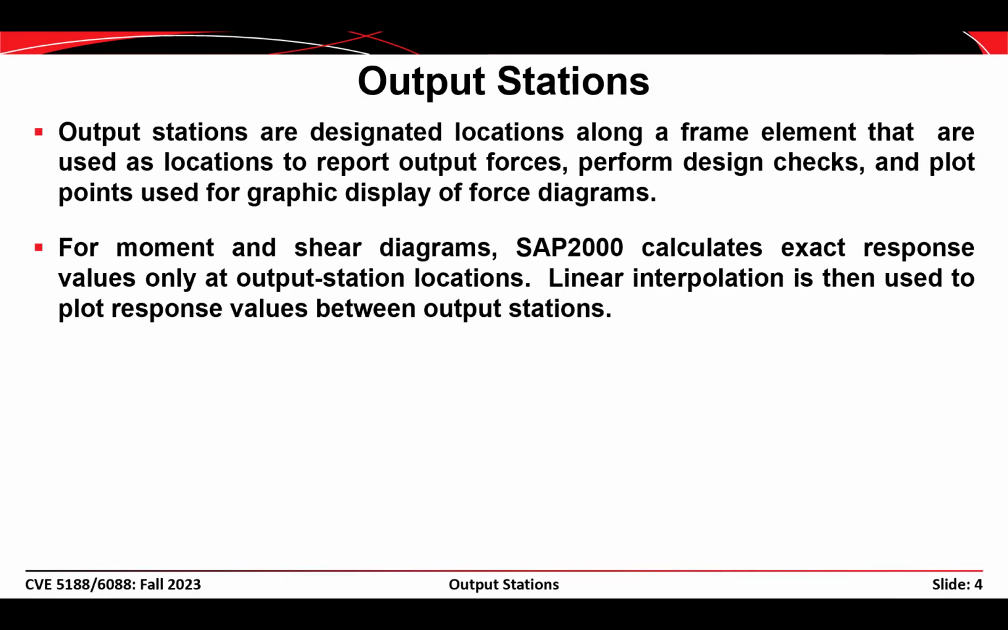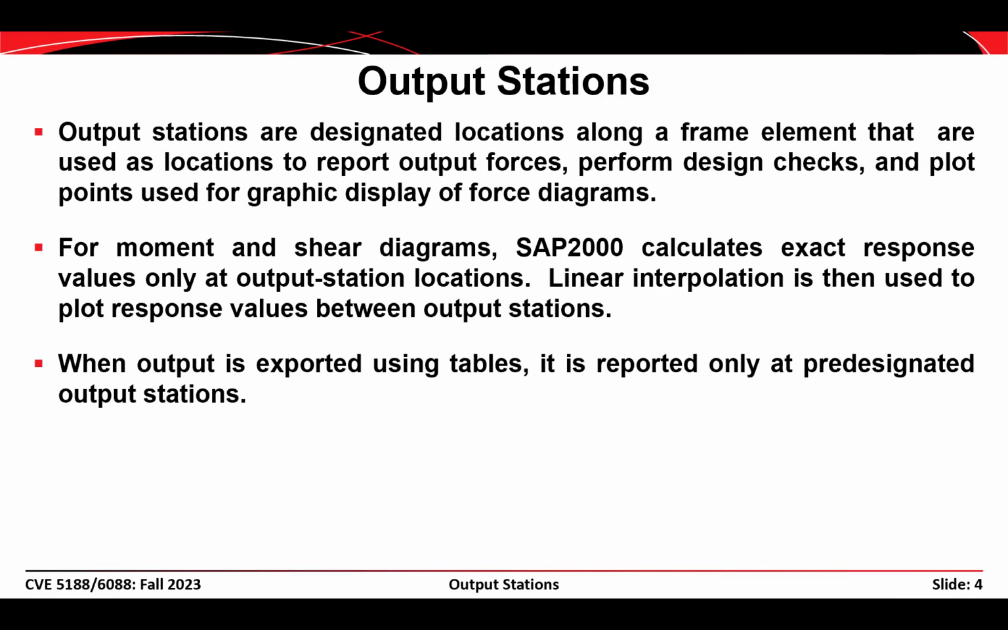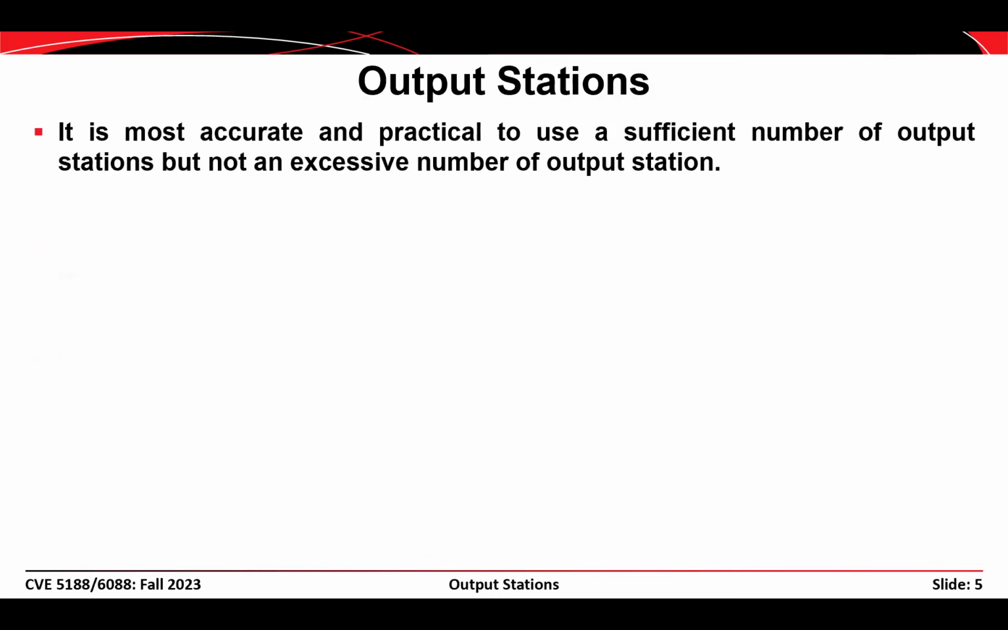That might be fine for some of your work, but if you want to be more exact, you probably want to define output stations at every location where you want to do your design. When we output our results to tables, that output is only reported at the pre-designated output stations. So the trick is to define a sufficiently high number of output stations so that you get accurate results, but not an excessively large number so that you slow down the software.